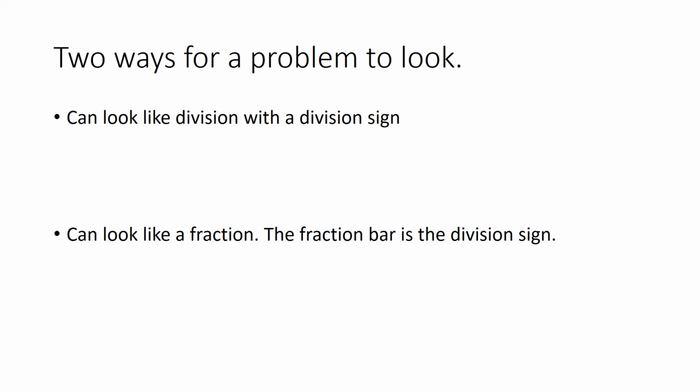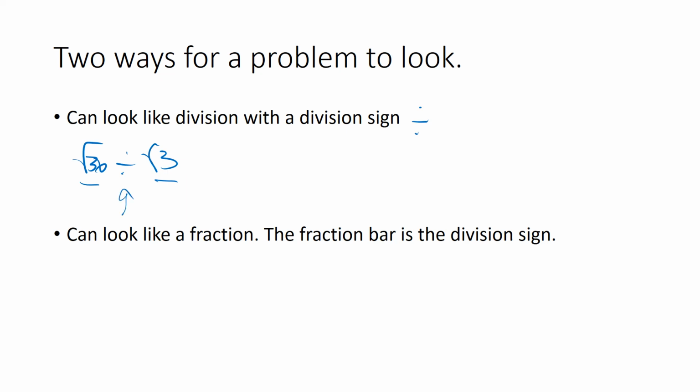The first way is they can look like division with a division sign, like that. So something like maybe the square root of 36 divided by the square root of 3. That could be the first type of problem we see, where we have two radicals, two square roots, and then a division sign between them.